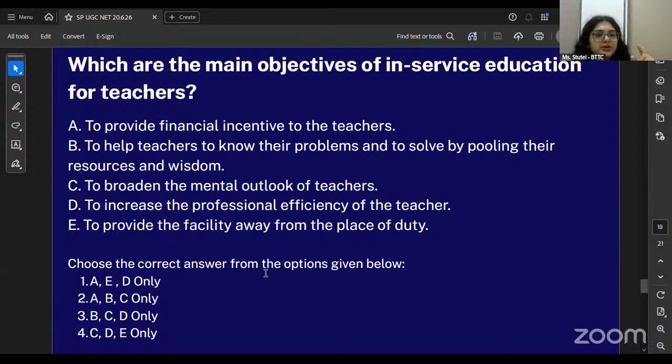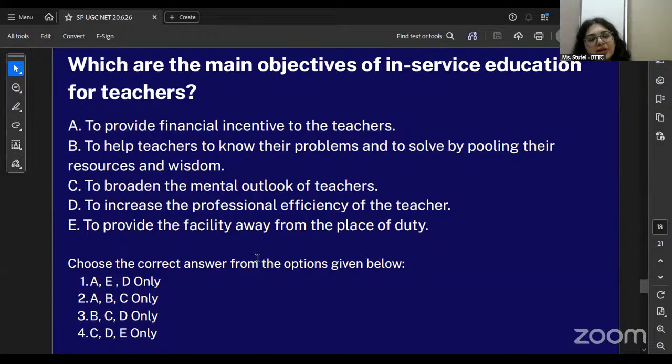So then I made a note that okay, this seems like the correct option. Then I moved to option number three, to broaden the mental outlook of teachers. And I was like, again, this makes sense to me. Then, to increase the professional efficiency of the teacher, again, this makes a lot of sense because it is suggested that teachers engage in continuous professional development courses and professional development programs. So that is very much related to point number D.